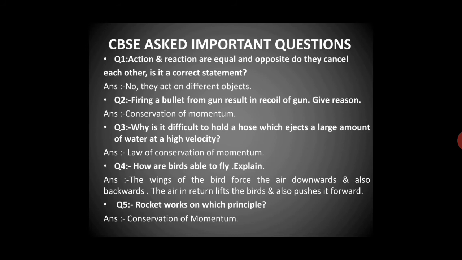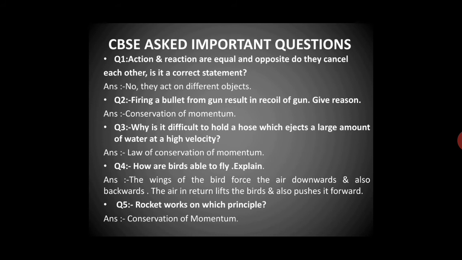Question number 2. Firing a bullet from a gun results in the recoil of the gun. Give reason. Answer: because of the conservation of momentum. Question number 3. Why is it difficult to hold a hose which ejects a large amount of water at high velocity? Answer: the same law of conservation of momentum applies here as well, because when we hold a hose, it ejects a large amount of water and great force is applied on the hand. That is why it is difficult to hold it.